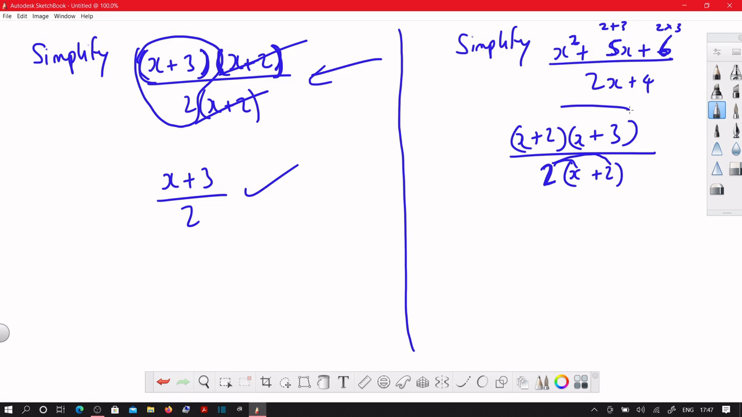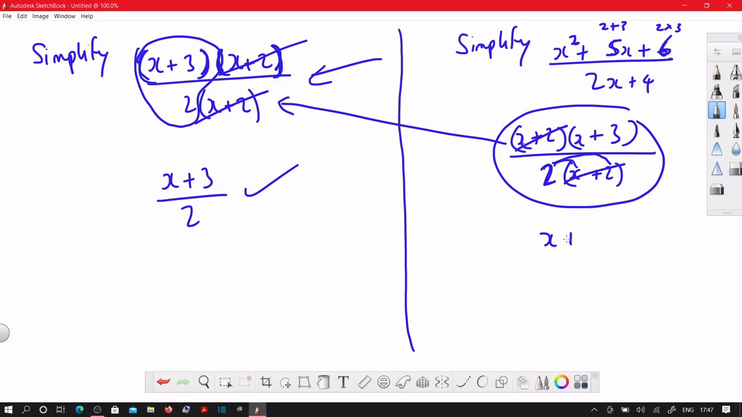What do you notice about this compared to this? It's exactly the same. So all we need to do now is find what they have in common. Well, you've got an x plus 2, they knock each other out. You're just left with x plus 3 over 2. Same as what we got over here.